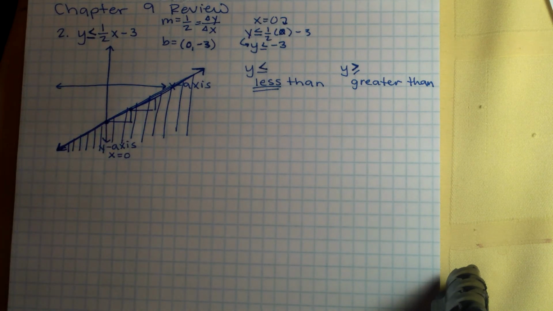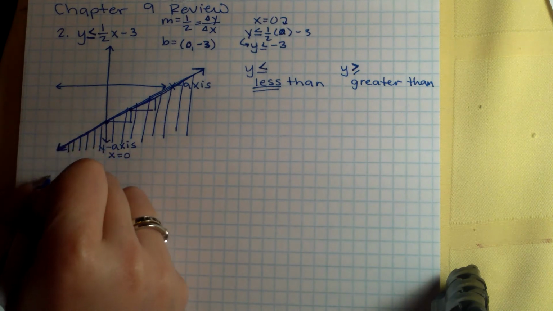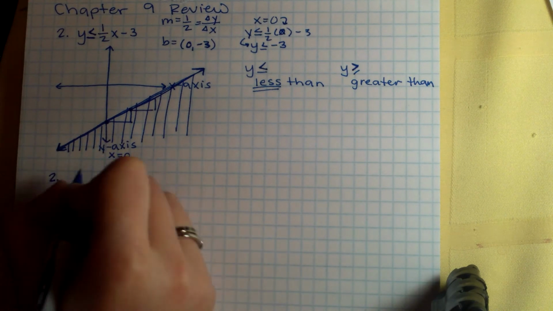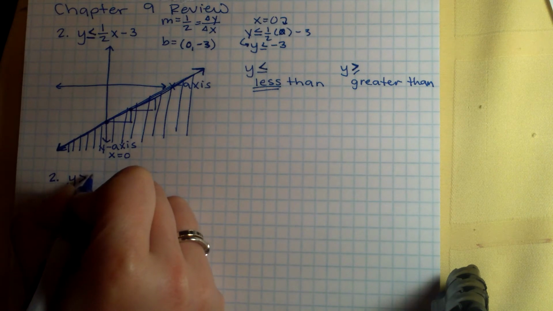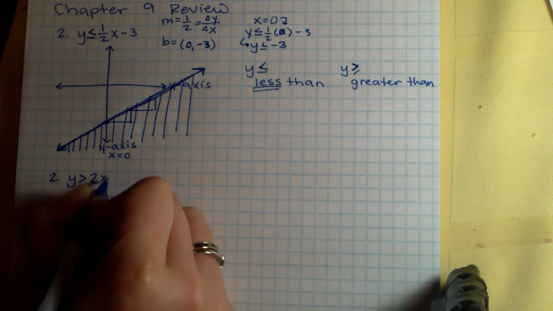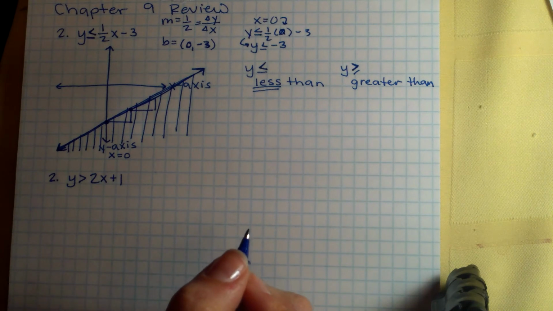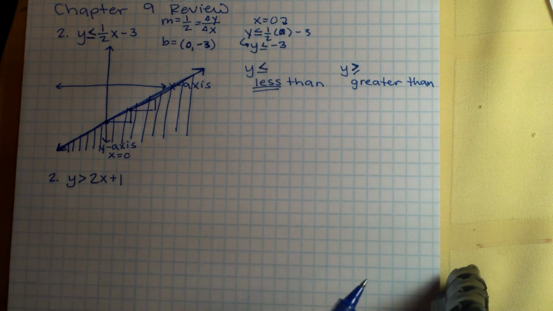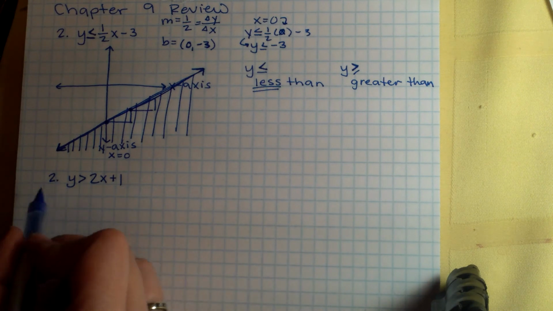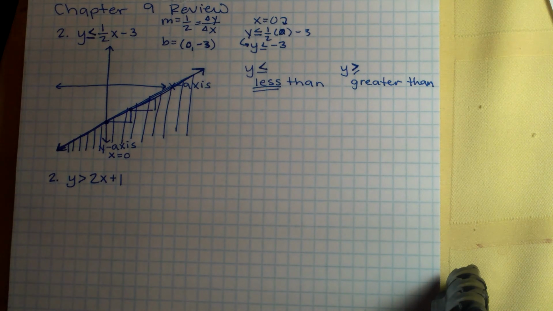All right, so let's try another version. If you can't get that one, let's try another one. Y is greater than 2x plus 1. So check out the next video, but I want you to at least try this before you look at the solution. So try to graph y is greater than 2x plus 1. What would that look like?